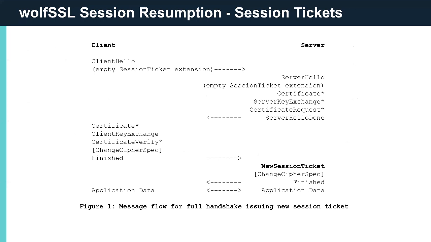So here we can see a first connection happening between a client and a server. The client hello just has an empty session ticket extension. The server hello, also just an empty session ticket extension, is going through the full handshake process. Once the finished message is sent back from the client, in response, before the change cipher spec message, the server sends back a new session ticket message, which includes that encrypted ticket. And then it goes through and finishes the handshake and proceeds down to application data flow.